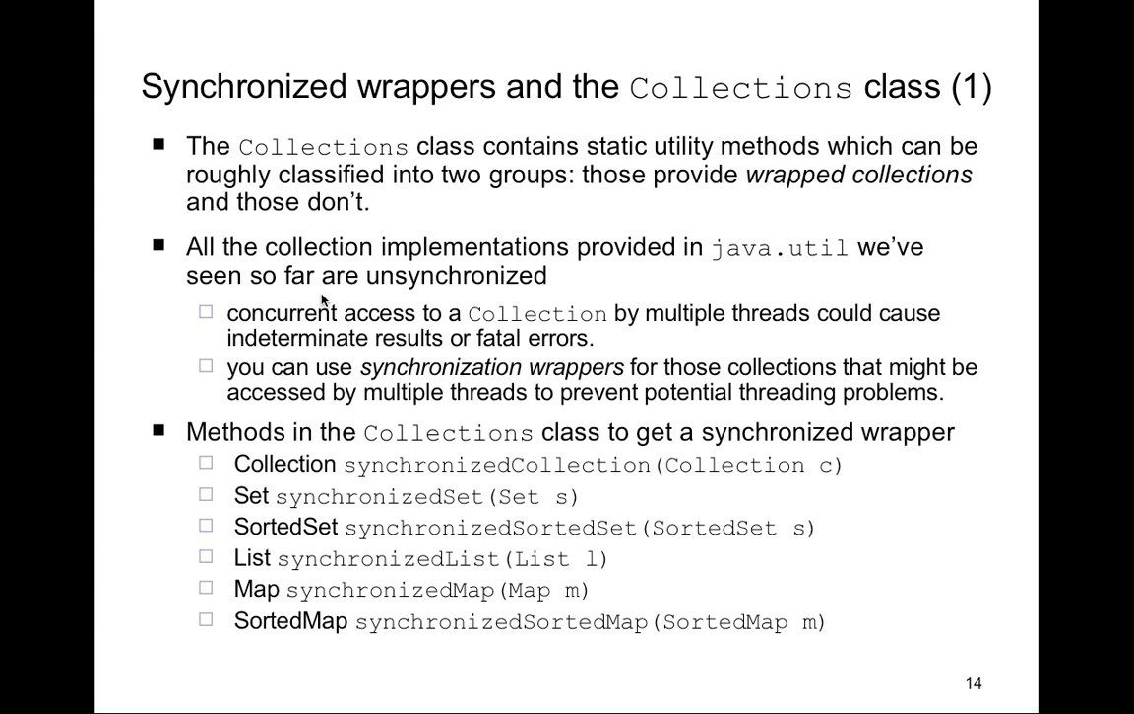So concurrent access. If you don't have any concurrent access, you don't have to worry about any of this stuff. If you have concurrent access to a collection by multiple threads, it could cause indeterminate results or fatal errors, because you might go update something that's gone. Someone removed the key. You can't add a value to a hash map when there's no key. So you're going to have issues.